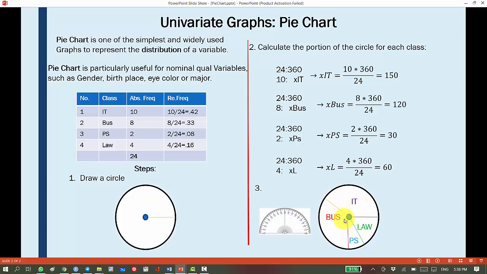This is how we actually can represent the distribution of major using pie graph. Obviously, in R as well as Excel, for instance, we can draw much better and, of course, precise pie charts.